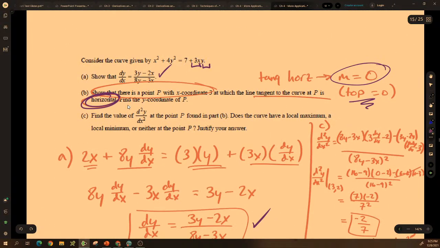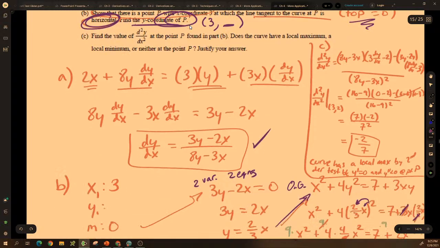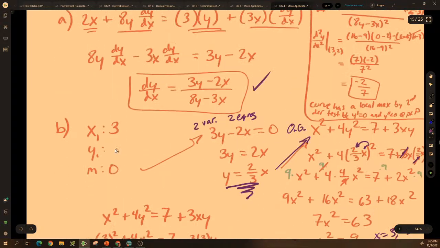But then they go on to say, then find the y coordinate of point P. Now, this is tricky because it's just find the y coordinate of point P. It's just one point. So it's 3 comma something. It's not 2 values, it's just one of them. But it's tricky because how am I going to find that? I need to plug 3 back into the original. Right? It's kind of like, and if you did an x1, a y1, and m, that's great. So my x1 is 3, my y1 is blank, my m is 0. So now I need to find this y1.